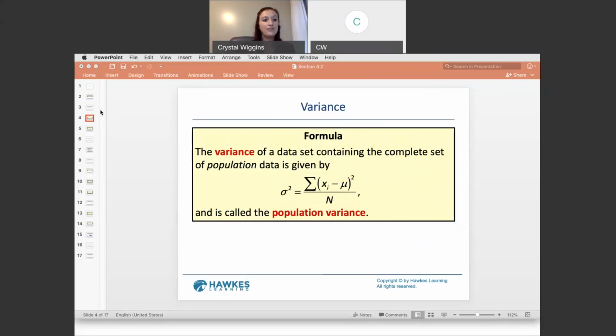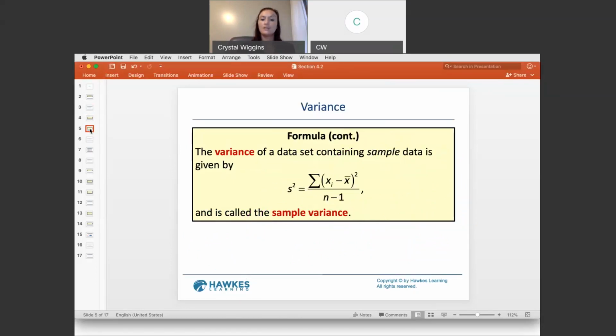Now the sample variance, notice a small difference in the formula. Instead of dividing by just big N, such as in the population variance, now we have to divide by n minus 1, which means the number is going to come out different even if we use the same data set. So you need to know if the data set is a sample or a population, because the variance value will be different in the calculation.